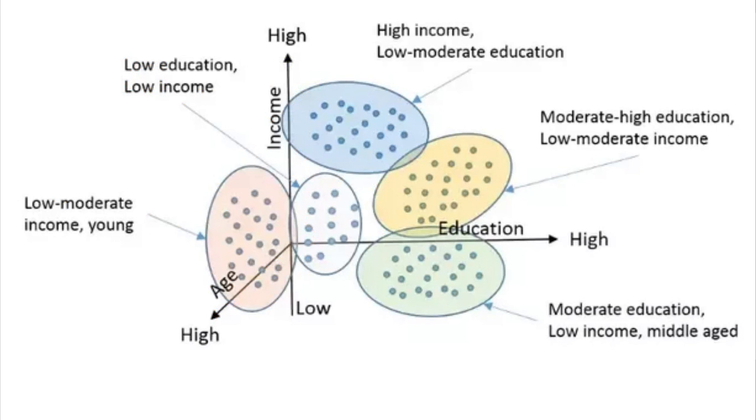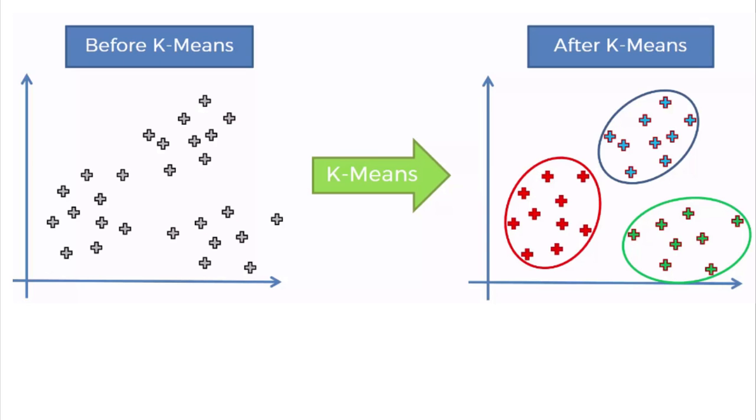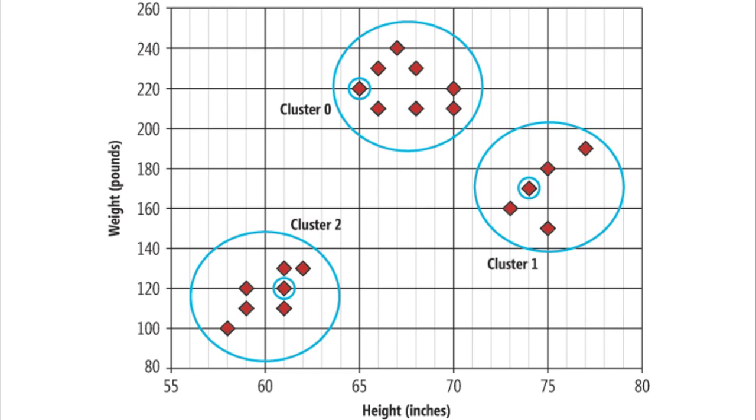Now this is another clustering example: groups of targets that we would like to reach for marketing and sales, such as low income, low-moderate income and young; low education, low income; high income; low-moderate education; moderate and high education; moderate education, low income and middle age. These are the groups that we can find. Then you have cluster 1 and cluster 2 and the centroids. These are the centroids, the central points, and if a new point comes in we have to measure its distance. So once we apply k-means to our data, we can get more insight from it.